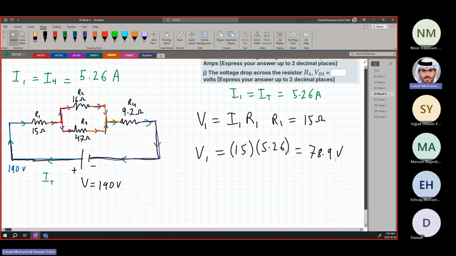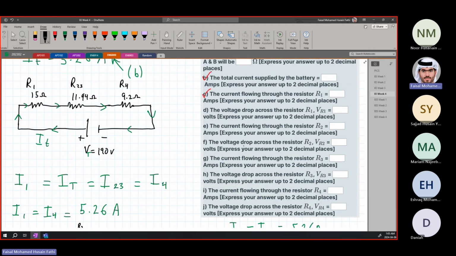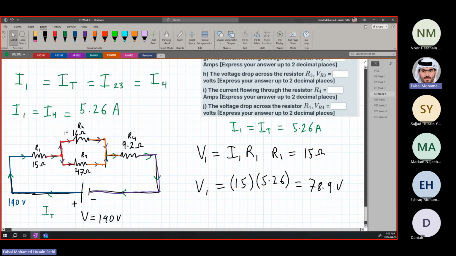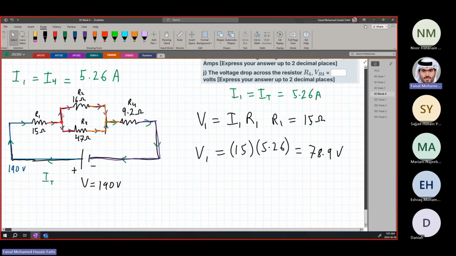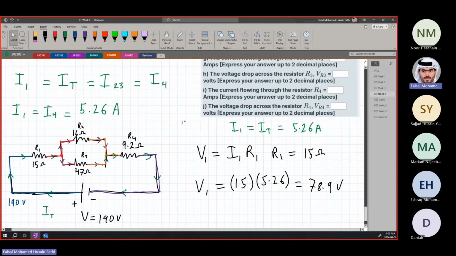We now got the voltage V1, 78.9 volts. We now know that the voltage across R1 is 78.9 volts. The total voltage, which is 190, minus the red part is equal to this. Okay? So we found part D, the voltage drop across the resistor. Now the current going into R2. If you notice here, the current is changing. The current now is changing.